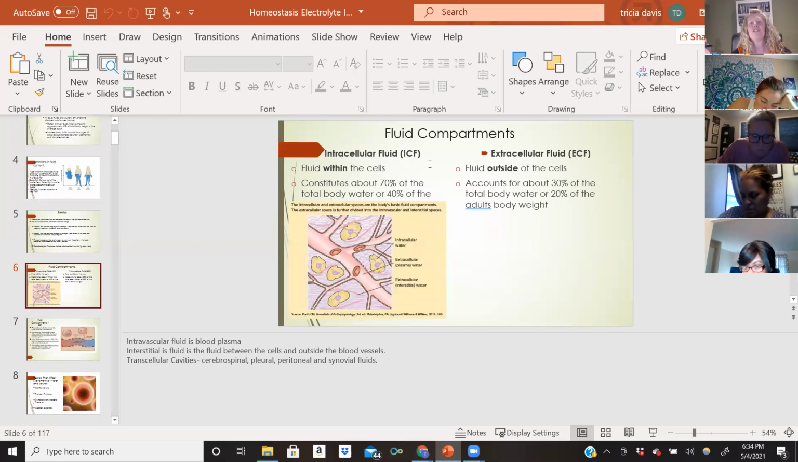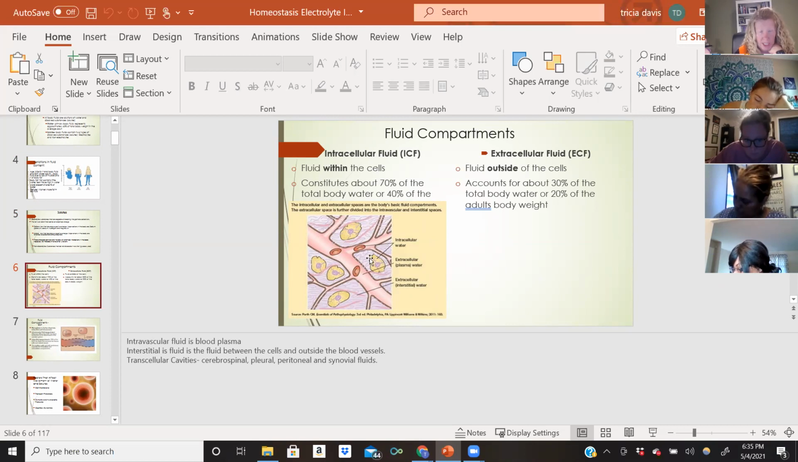We have intracellular fluid, ICF, so in, that means the fluid is within the cells, okay? Then we have extracellular fluid, or ECF, that is our fluid outside the cell. So when we talk about the fluid in the cell, it's going to be about 70% of our total body water. And then our extracellular is about 30% of the total body.